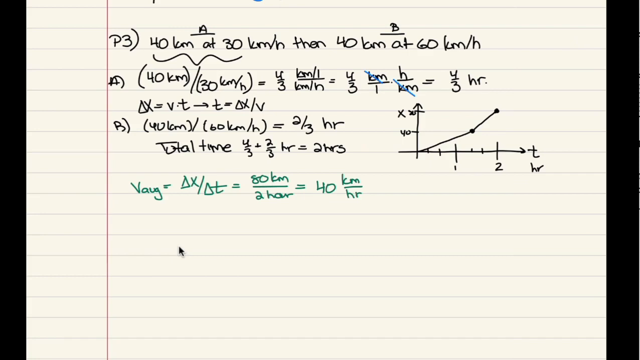And again, how is that seen graphically? Remember this average velocity. If I connect the start and the end point by a straight line, this straight line is the slope. That slope equals the average velocity, which is 80 divided by 2, which is 40.